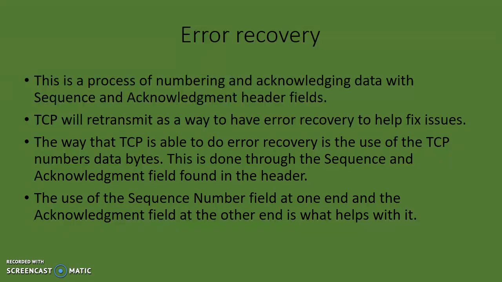The way that TCP is able to do error recovery is through the use of TCP numbering data bytes, as done through the sequence and acknowledgement fields found again in the header. The use of the sequence number field at one end and the acknowledgement field at the other end is what helps with this. So you start at one end and it goes to the other, so it can go back, retransmit, and see if it can figure out what went wrong, pick it up, and then it goes on, hopefully to submit the information packet.